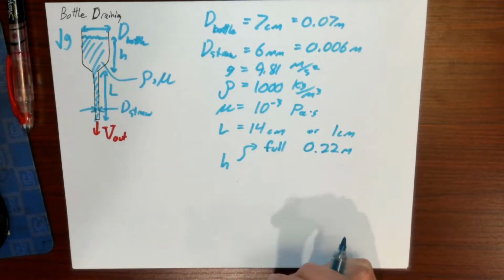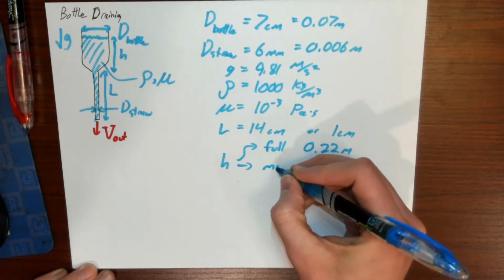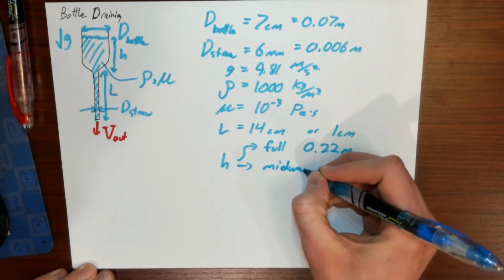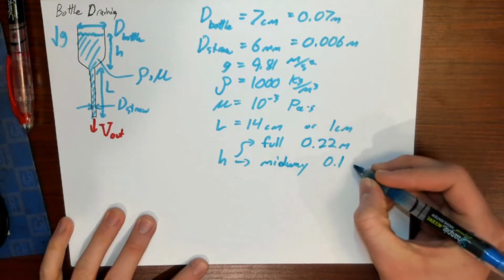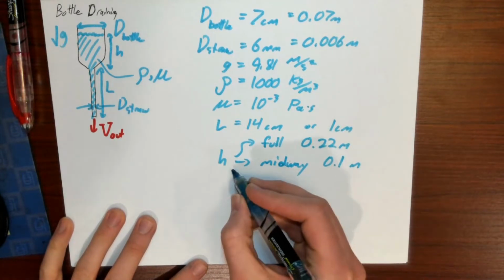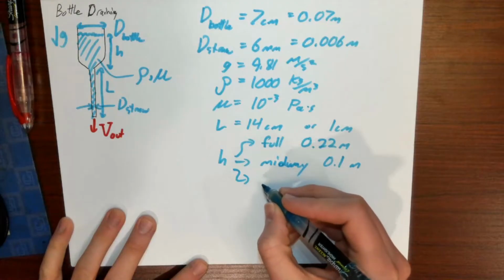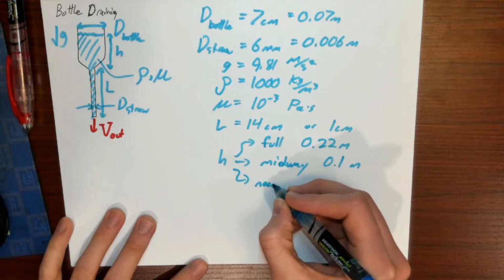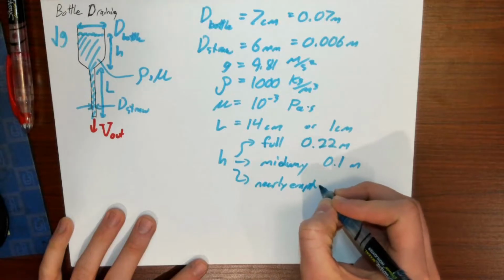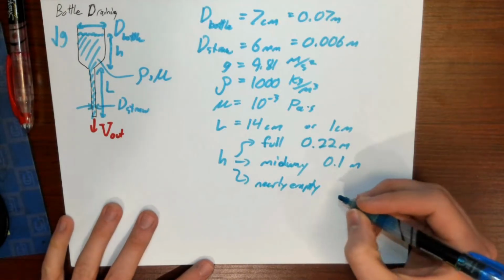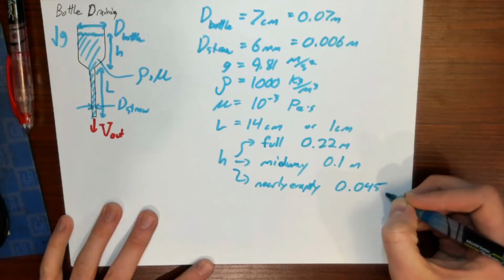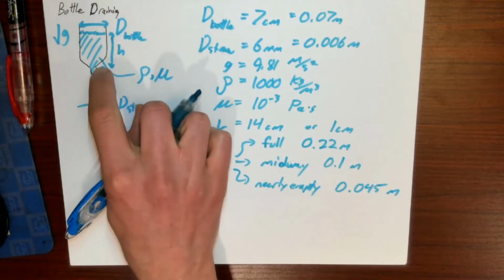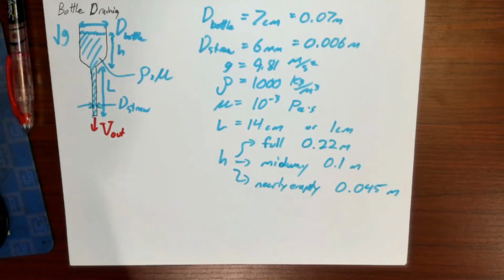22 centimeters deep, sort of a midway full situation where it's about 10 centimeters deep, and then a nearly empty case where we have, let's say, just 4.5 centimeters left. We're almost empty.